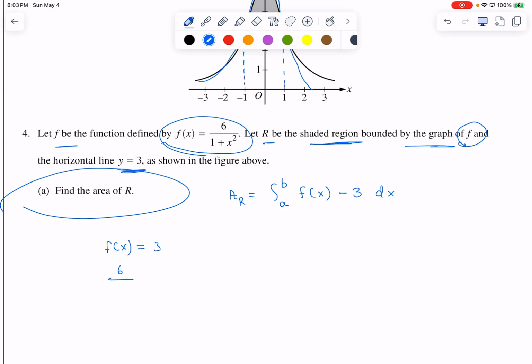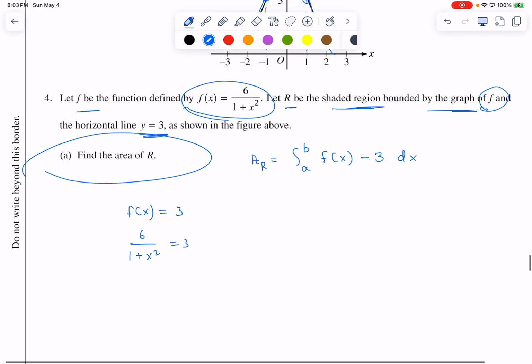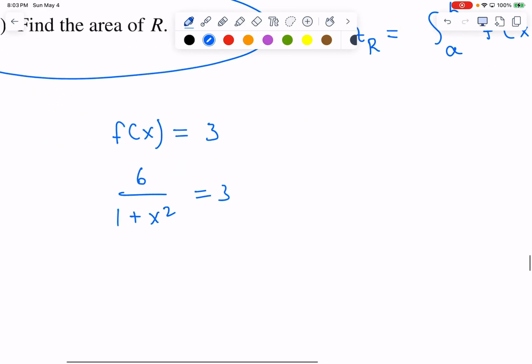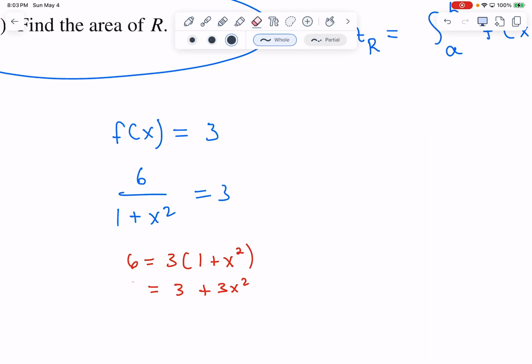So I'm going to take 6 over 1 plus x squared, set it equal to 3. I don't want the x in the denominator. I'm not going to tell you how to solve this equation. You gotta multiply by 1 plus x squared. Thank you. 6 equals 3 times 1 plus x squared. Distribute the 3. We'll get 3 plus 3x squared. All right, or you could have divided by the 3. Would anybody have thought to divide by the 3? I would have. And say 2 is equal to 1 plus x squared? That'd probably be easier.